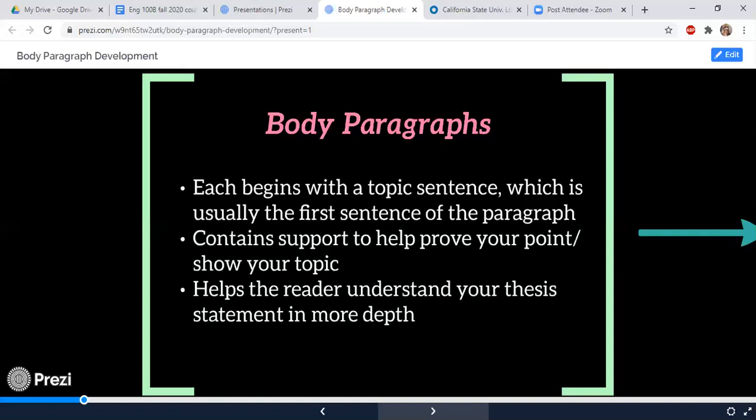And it should be really clear to the reader how the topic connects back to your thesis statement, okay? Because the body paragraphs are supposed to help us understand how your argument or how your main idea is developing.